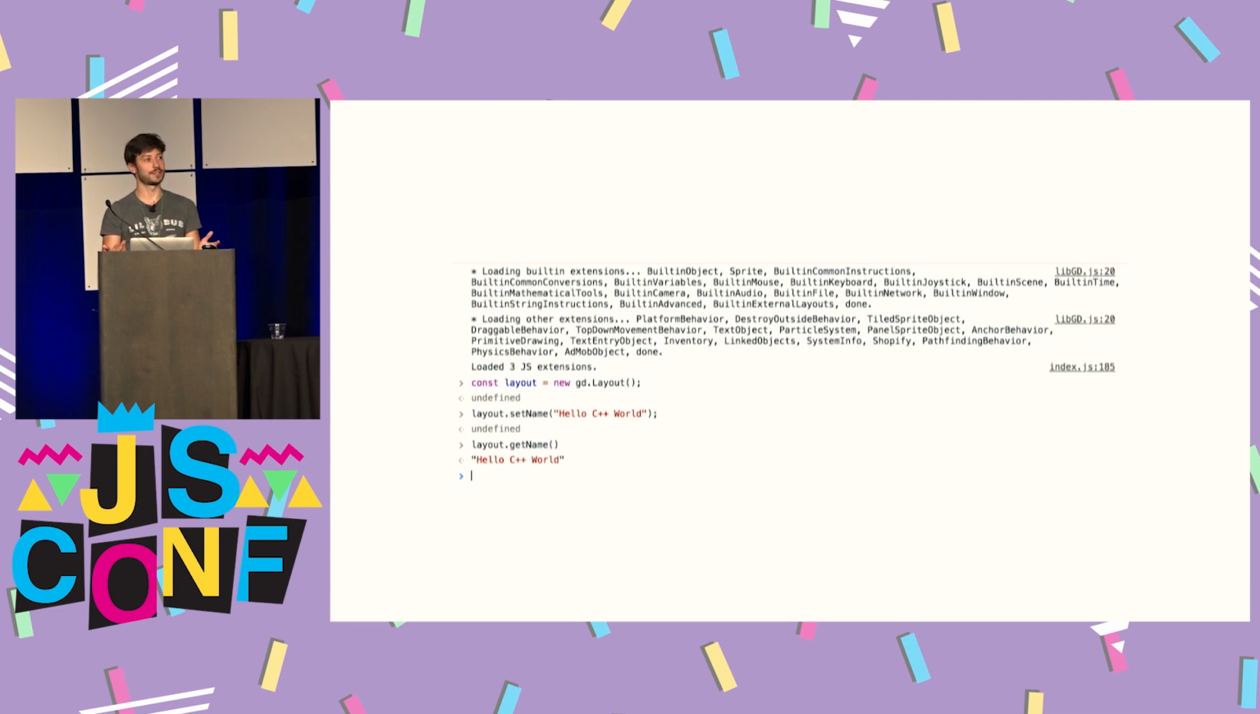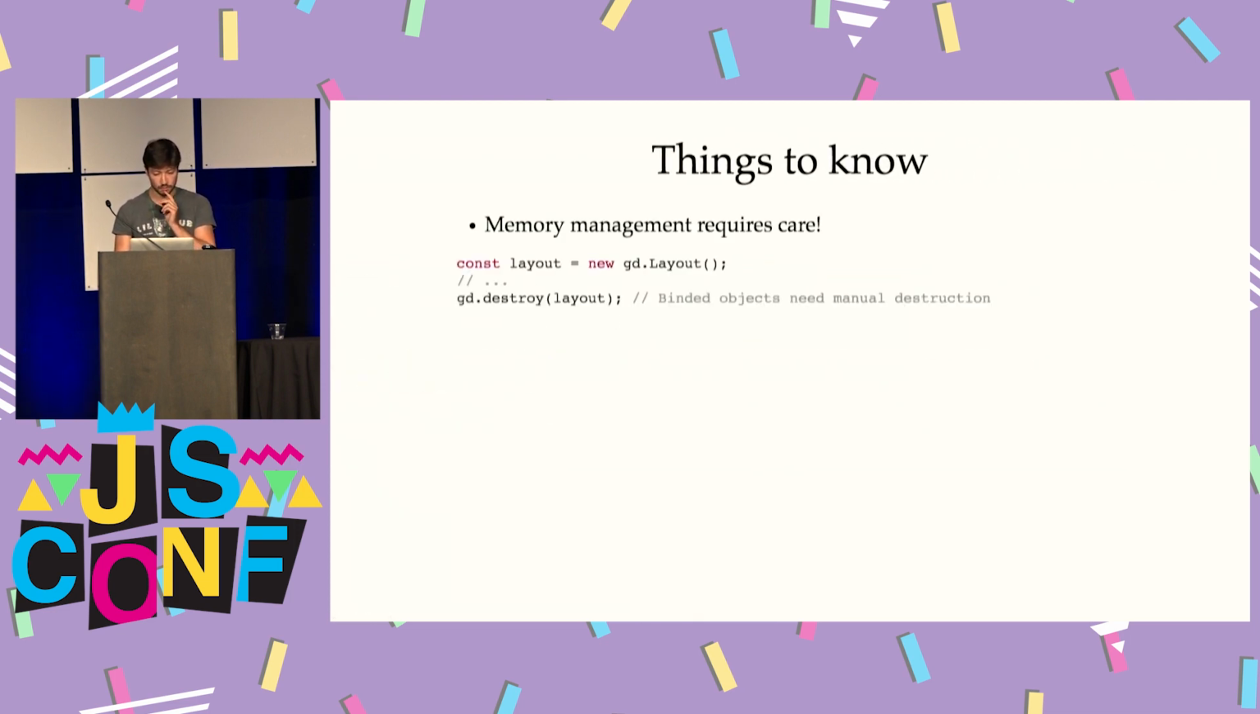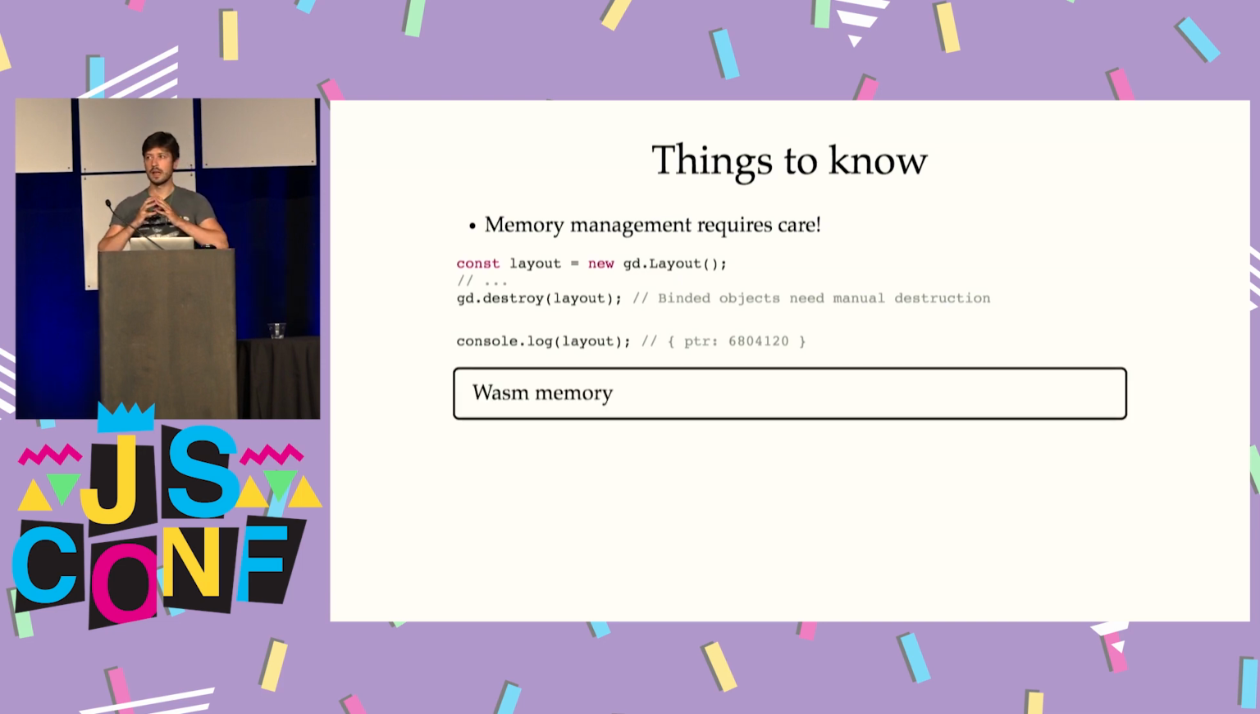So yeah, it's working, and it's quite nice to have the C++ code base you have been writing since a few years working in a browser. There are a few things to know. First, the memory management requires care, because when you're creating a new object, it's not garbage collected, meaning that if I'm logging what this layout object is, it's actually a pointer to some place in the WebAssembly memory.